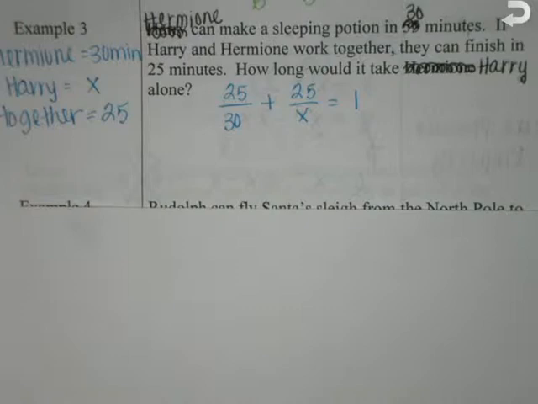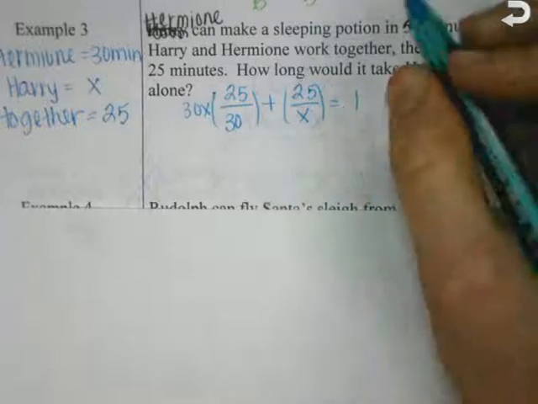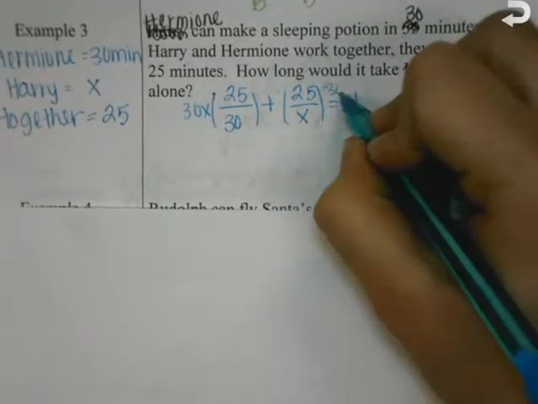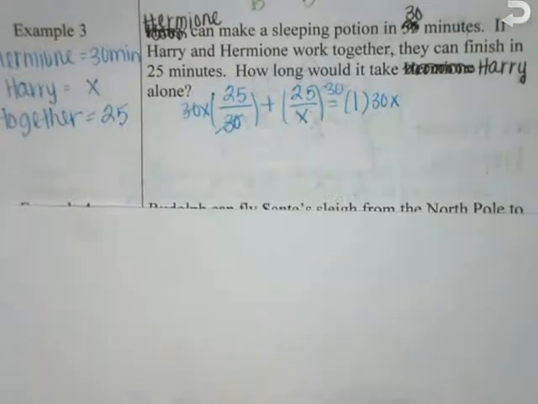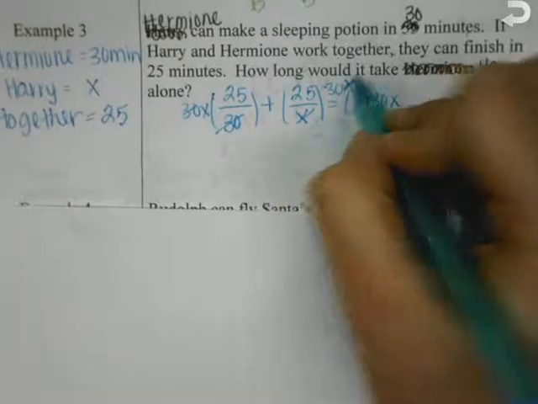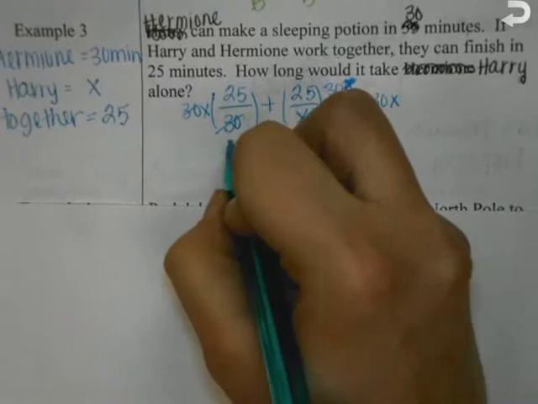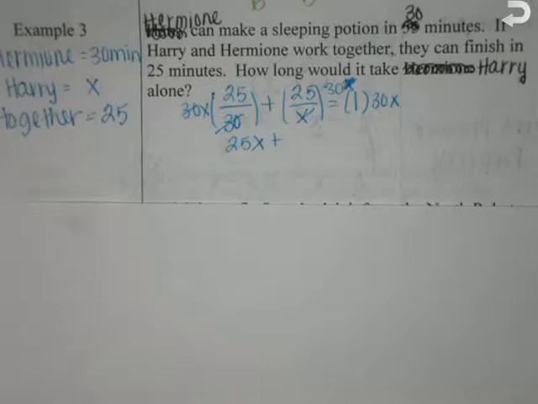Good question. The formula is always equal to 1, so it always equals 1. So multiply everything by 30x, because the 30s reduce. X is reduced here, and nothing reduces here. So this gives me 25x plus 25 times 30, 750 equals 30x.